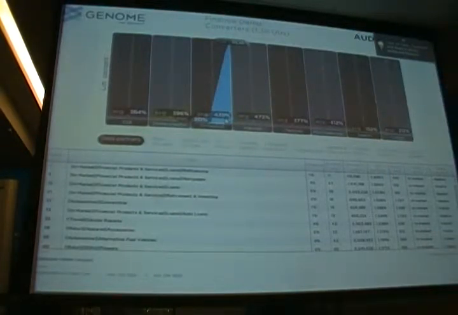The other piece about this chart is the scale. The scale is logarithmic. If we left it linear, it would go way out.